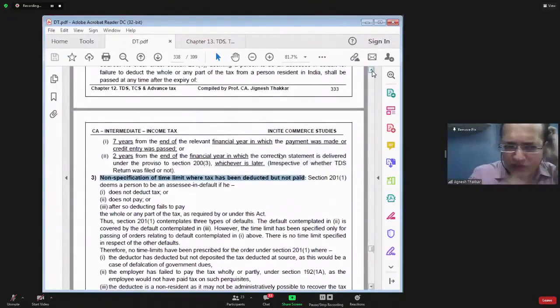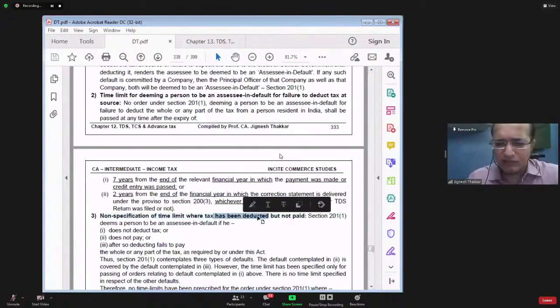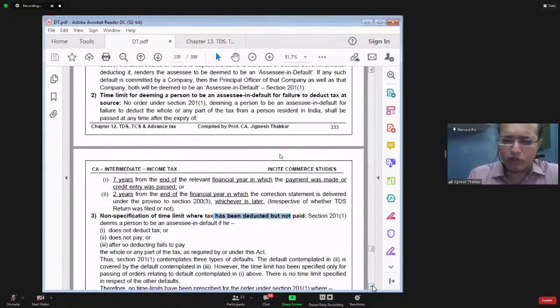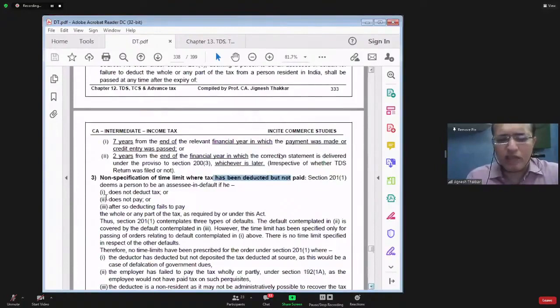This time limit to consider payer as assessee in default is applicable only when the tax is not deducted, means tax is neither deducted nor paid to the government. But if the tax is deducted but tax is not paid, in that case also payer will be considered as assessee in default only. Department has to pass an order to consider payer as assessee in default. But for passing that order, time limit is not applicable in that case.